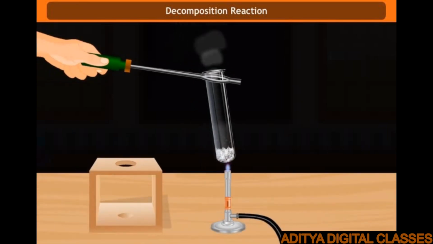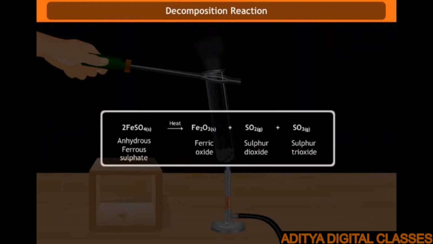Do you know why this happened? Green crystals of ferrous sulfate lose water on heating. Hence, a change in color is seen in the crystals. On further heating, it decomposes into ferric oxide, sulfur dioxide, and sulfur trioxide. Ferrous sulfate breaks down or decomposes to form 3 new substances. Hence, it is an example of decomposition reactions.